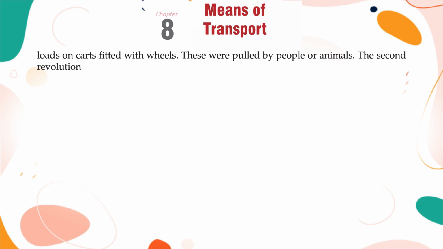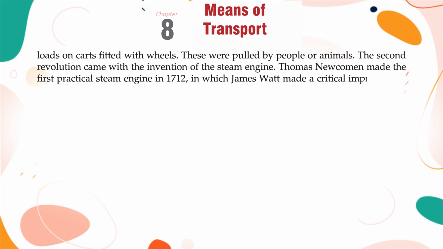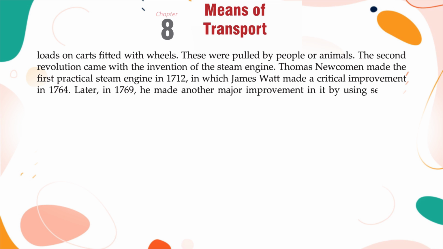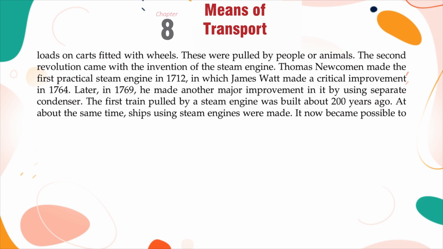The second revolution came with the invention of the steam engine. Thomas Newcomen made the first practical steam engine in 1712, in which James Watt made a critical improvement in 1764. Later in 1769, he made another major improvement in it by using a separate condenser. The first train pulled by a steam engine was built about 200 years ago. At about the same time, ships using steam engines were made. It now became possible to transport heavier loads much faster.